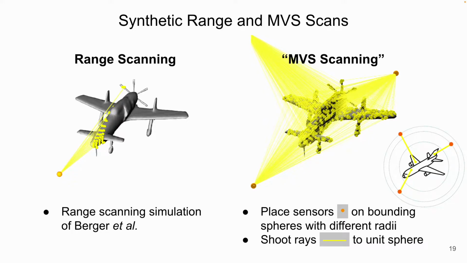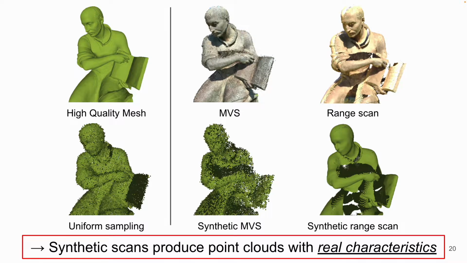You can see here that the two different scanning simulations, the range scanning and the MVS scanning, create point clouds with different characteristics. But more importantly, they can create point clouds which resemble those of real point clouds. So here in this case, we have a nice ground truth surface of a real object which was made from the very densely sampled LiDAR scan that I showed before. And this allows us to compare synthetic and real scans of this object. So synthetic scans on the bottom, middle and right, and real scans on the top, middle and right.